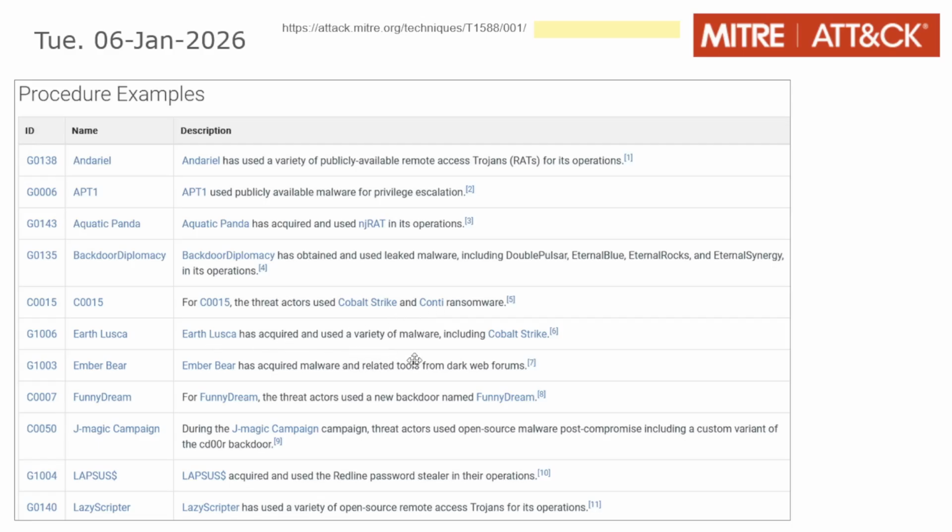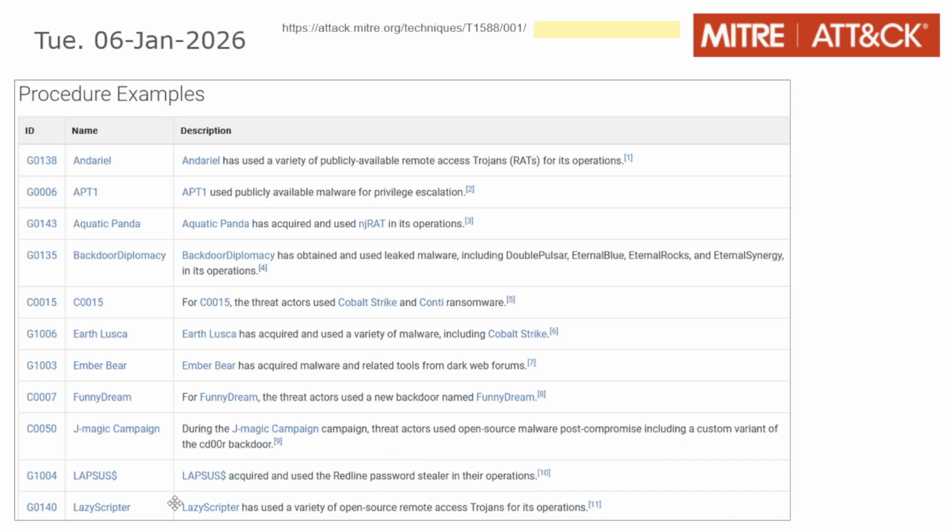Has acquired malware including Cobalt Strike. Has acquired malware and related tools from the dark web. Again, something I agree with. The threat actor used a new backdoor. Okay, fine. Then the J Magic campaign: threat actors used open source malware. I agree with that too.